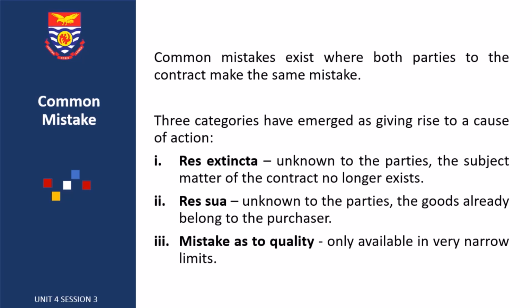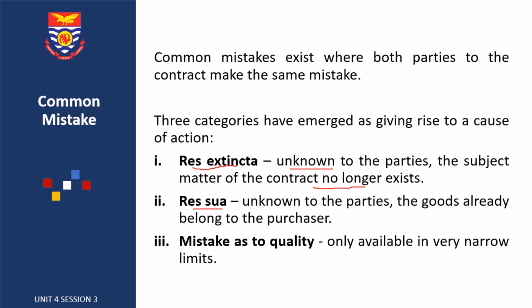So let's deal with common mistake. Common mistake exists where both parties to the contract make the same mistake. And we have different categories: res extincta, res sua, and mistake as to quality. Res extincta simply means that the subject matter of the contract is not in existence at the time the parties were entering into the contract, and the parties were not aware. That's what you mean by mistake categorized as res extincta.